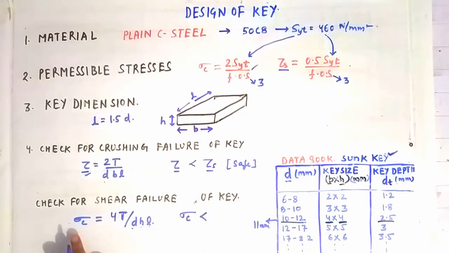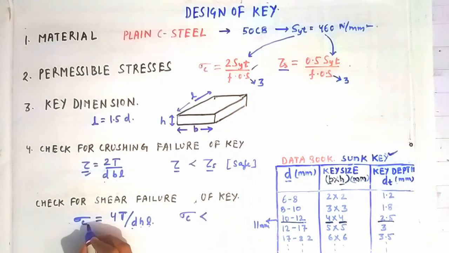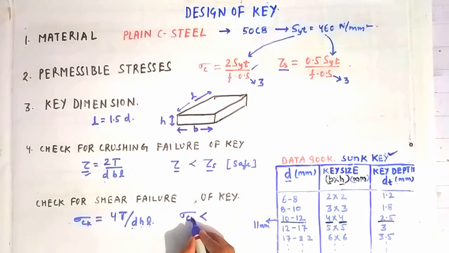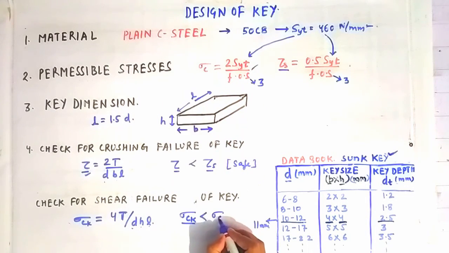If this value of sigma c is coming out to be lesser than the permissible value, suppose this is sigma c k, and this sigma c k is coming out to be lesser than sigma c, then we can say that the design is safe.